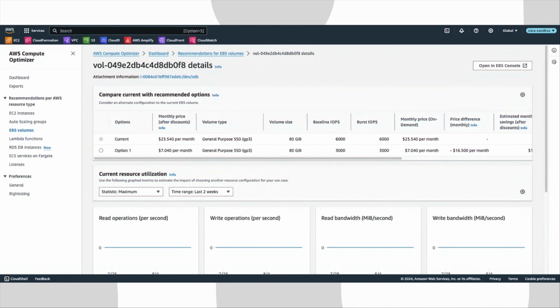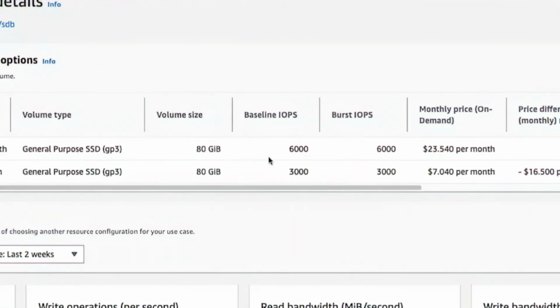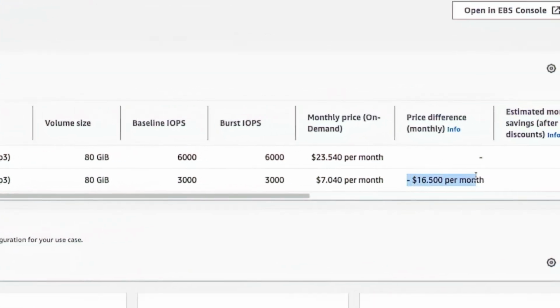So with this volume, I have it provisioned with 6,000 IOPS, but this is for peak workloads. And in the past 2 weeks, the volume was never processing more than 3,000 IOPS. So basically, based on this, what Compute Optimizer is telling you is if we reduce the IOPS from 6,000 to 3,000, it's going to save you just over $16 per month, just by making that one small change.